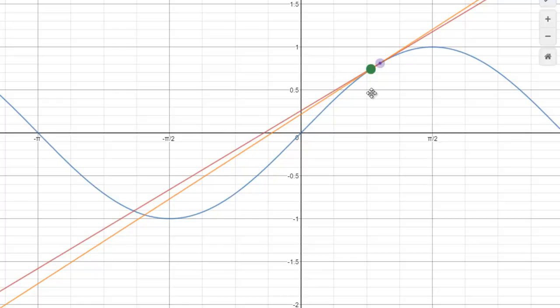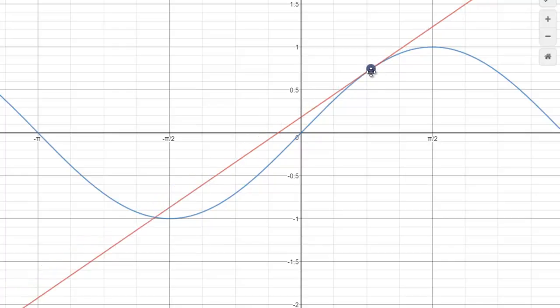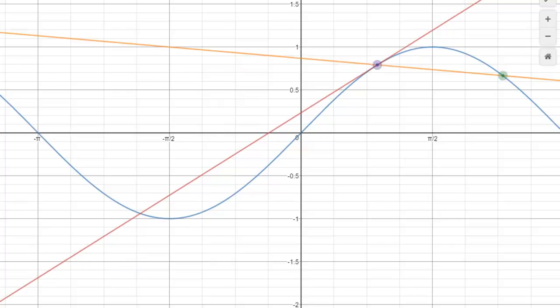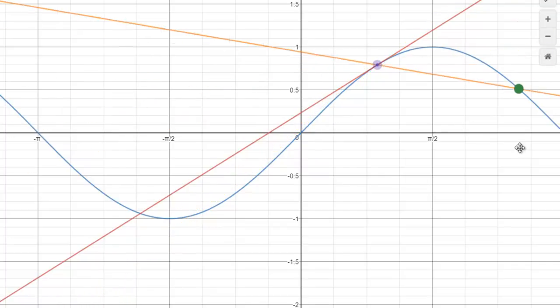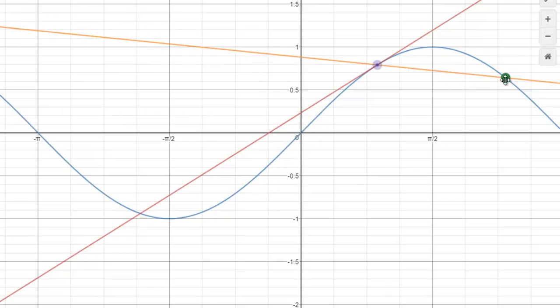When the purple dot and the green dot coincide, then the two lines will coincide. And so that's how we can approximate a tangent line, by looking at secant lines where you have a fixed point, the purple point is fixed, and I have another point that I'm moving closer and closer to that purple point. Now it could be from the right, so I'm coming in from the right.